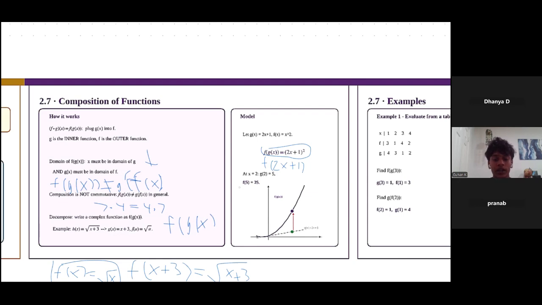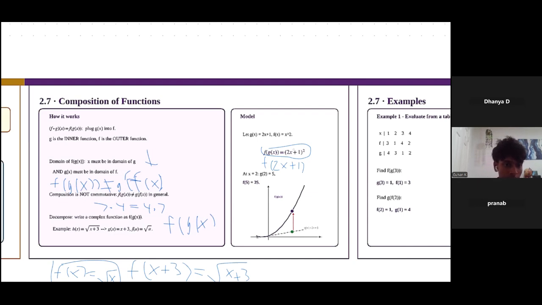So f of g of 2, sorry, f of g of 2 equals 25. And we can test that out with our composite function, 2x plus 1 squared. If we have 2, then 2 times 2 plus 1 equals 5, and then squared is in fact 25.